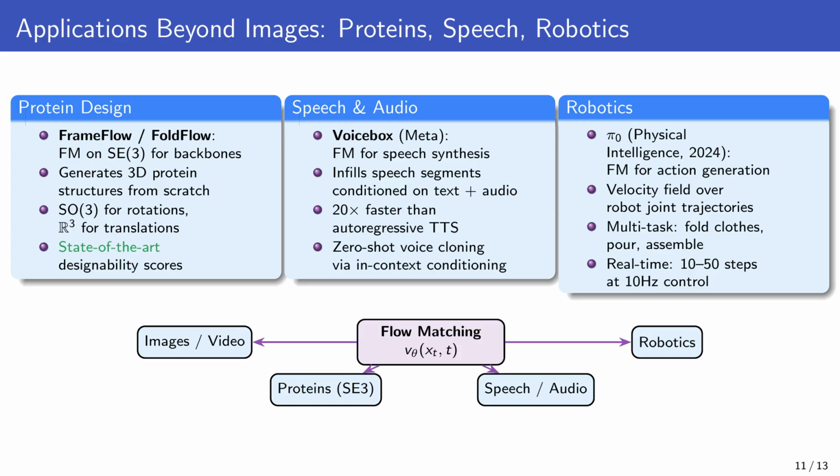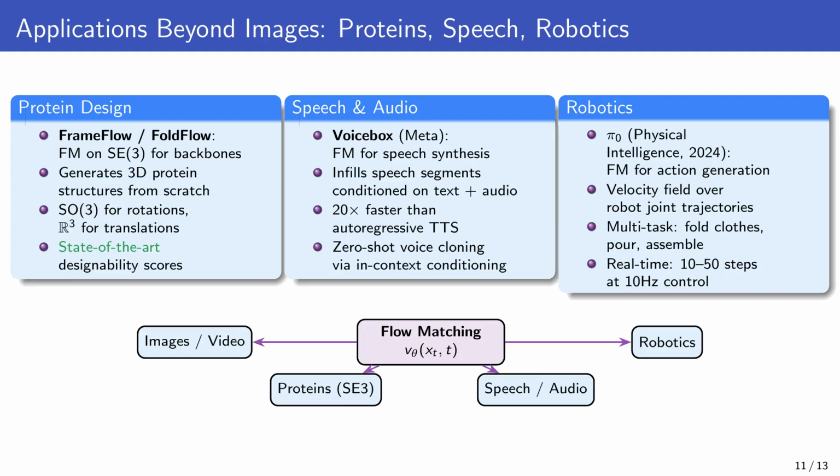Third, robotics. Pi0 from Physical Intelligence, released in 2024, uses flow matching to generate robot action trajectories. The velocity field operates over joint angle space, and the model is trained on diverse manipulation tasks: folding clothes, pouring liquids, assembling objects. Because FM needs only 10 to 50 sampling steps, it can run at the 10 Hz control frequency required for real-time robot manipulation.